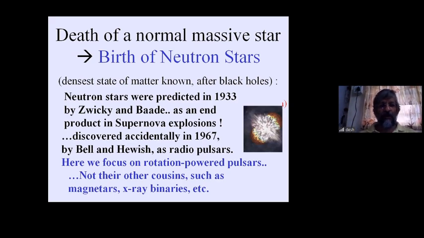In this talk, I will be focusing on rotation-powered pulsars. That means the energy source is the rotational kinetic energy. Of course, their cousins are there, which are powered by different processes: magnetars, which are powered by magnetic energies, and X-ray binaries, which are powered by accretion.